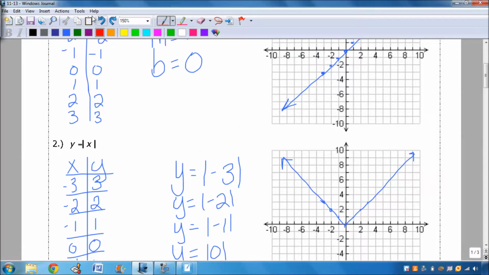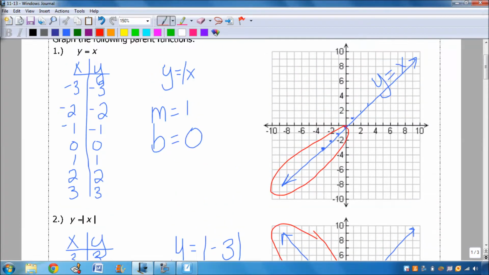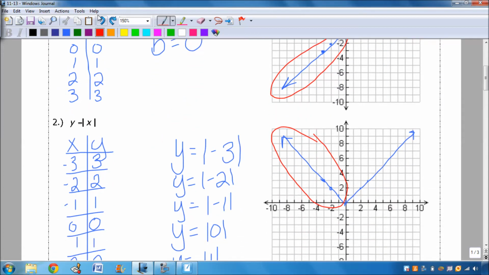Also, this half of your graph right here is a reflection over the x-axis of this half of the graph y equals x. And that will be true no matter what. So for example, if you have y equals 2x right here, and you have y equals the absolute value of 2x, then it will also be reflected over the x-axis for negative values of x. All right?